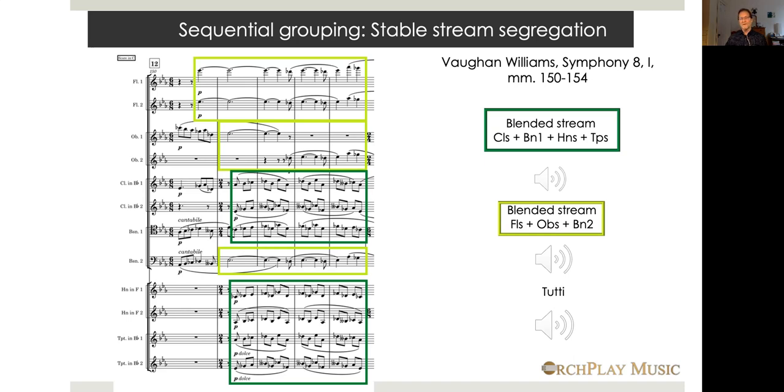Obviously, in this case, because of the differences in things, if you were to play this all on the piano, you might slightly hear different streams as well. But here, I think the differences are enhanced by the orchestration that's going on.